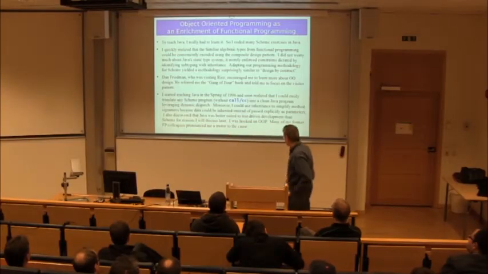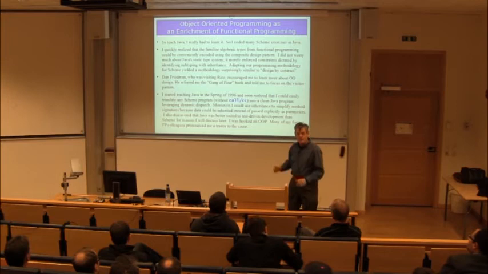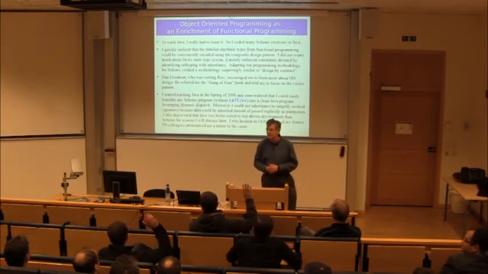And so Dan Friedman was visiting Rice at the time. He knew a lot more about OO than I did. He had actually tried writing a lot of OO code earlier. And he said, oh, Corky, you need to read the Gang of Four book. How many people know what I mean when I say Gang of Four? Is that a term used here?